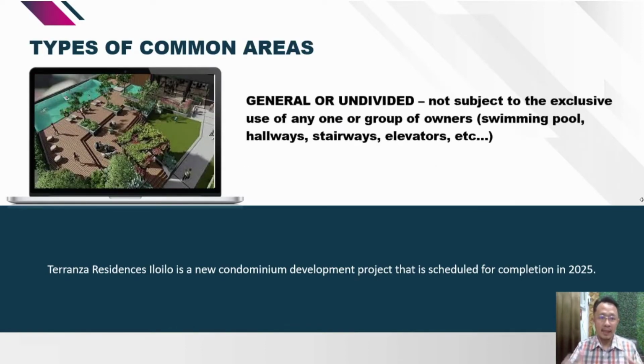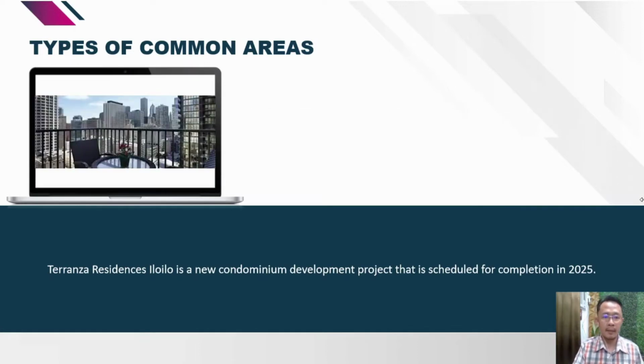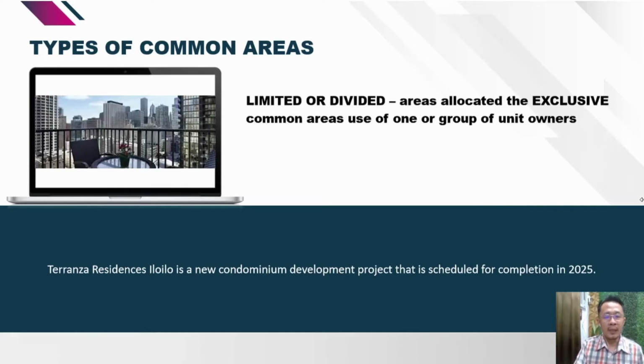So let's discuss the types of common areas. Let's start with the general, or what we call the undivided. This is the common area not subject to the exclusive use of any one or group of owners. For example, the swimming pool, the hallway, the stairway, and also the elevator. The one that is limited, or divided, is allocated with exclusivity to the common areas. It is used by one or a group of unit owners.